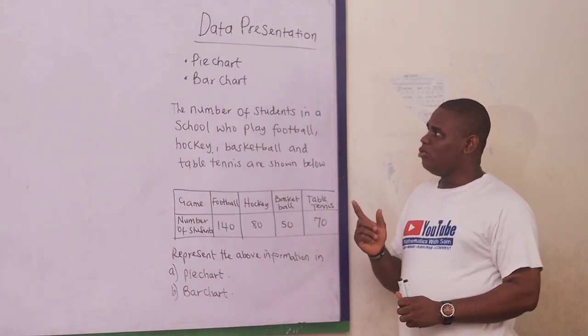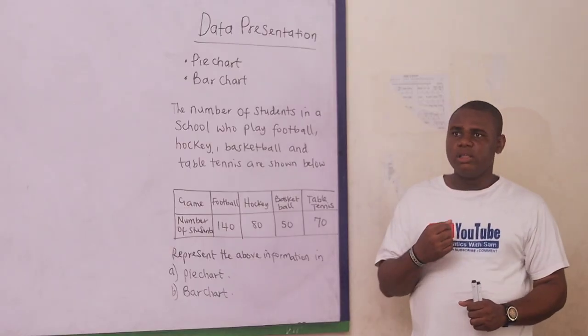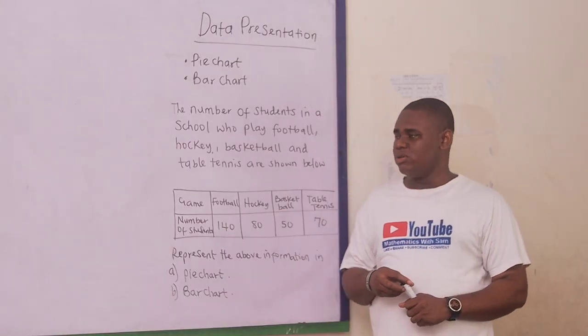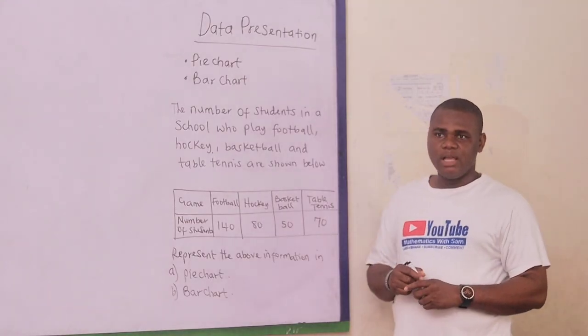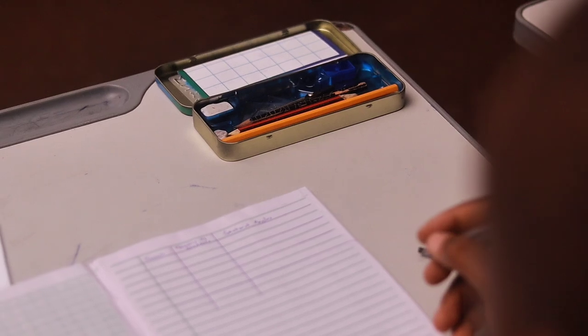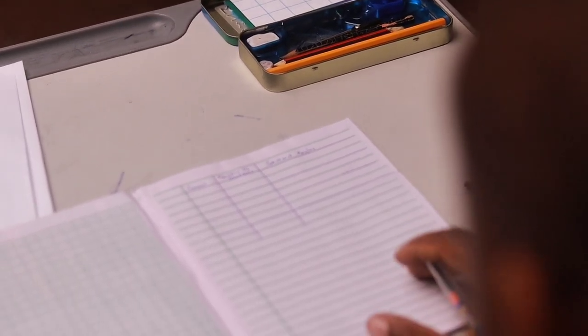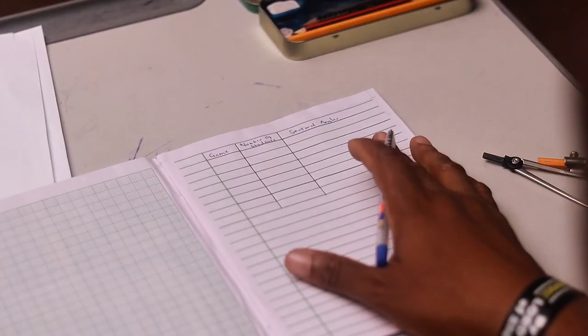All right, I won't do this on the board. So now let me show you how to do this on your A4 paper and also on your graph book. All right, now let's go to our graph book and handle that. All right, for the pie chart, we are going to prepare a table with sectoral angles.